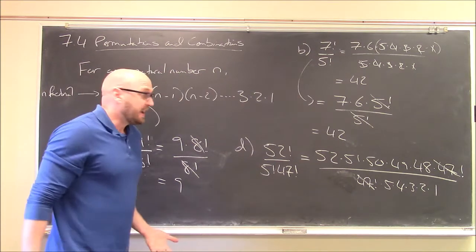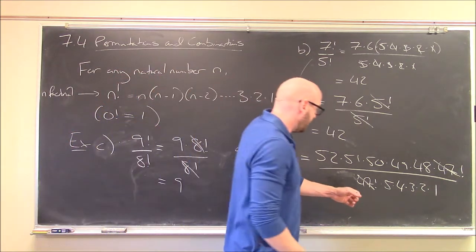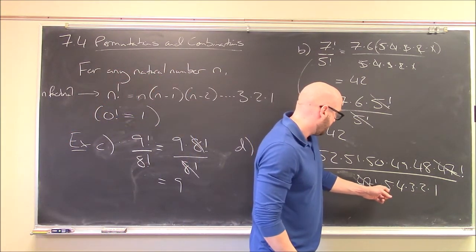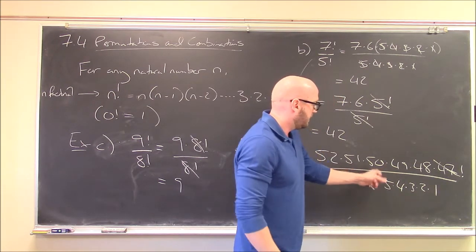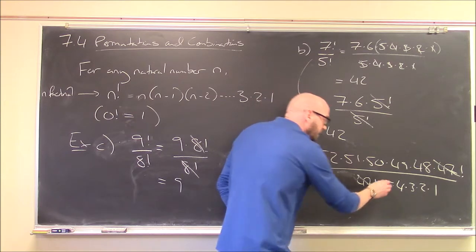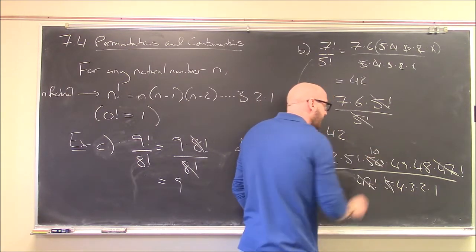And of course there's more cancellation I could do here. For example, what could I do? I could say 5 goes into 50 10 times, so I could cancel this and replace that with a 10.